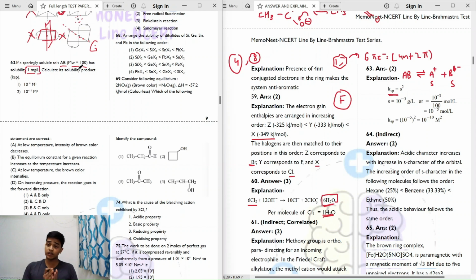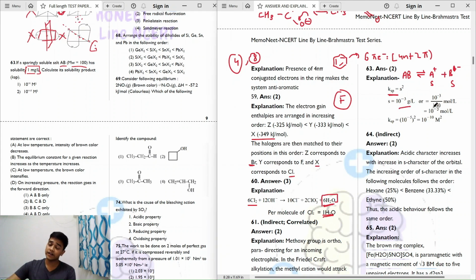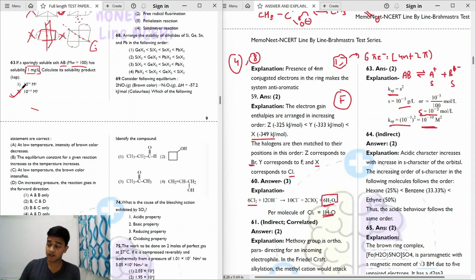And we have to make sure that we convert it into moles per liter, because in the formula for equilibrium constants, we always use concentration in terms of molarity. We don't use gram per liter, we always use moles per liter. So when we have 10 raised to the power minus 3 gram per liter, we divide it by the molecular weight that we have been given, which is 100 grams, and convert it into moles per liter. So we get the solubility as 10 raised to the power minus 5 moles per liter. So the KSP becomes the square of the solubility, which is 10 raised to the power minus 5 raised to the power 2, which gives us the KSP value as 10 raised to the power minus 10, which is in option 2. So option 2 will be our correct answer.